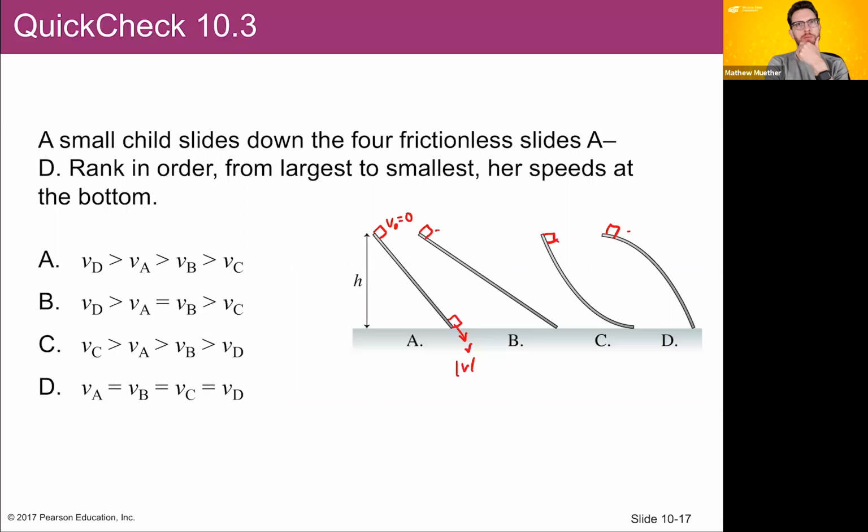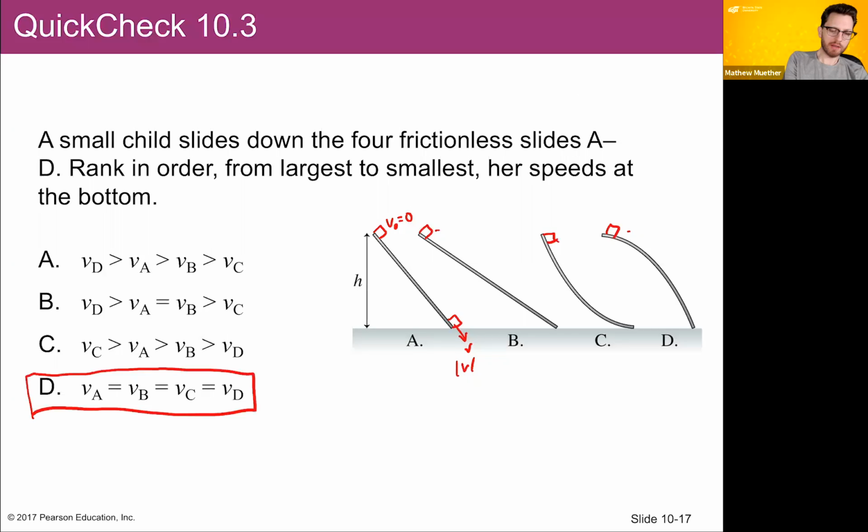I'm going to give you guys about 10 more seconds. All right. So the most popular answer was D, that they end up with the same speeds at the bottom of the ramp. That's our correct answer here. The answer here is D, same speed.